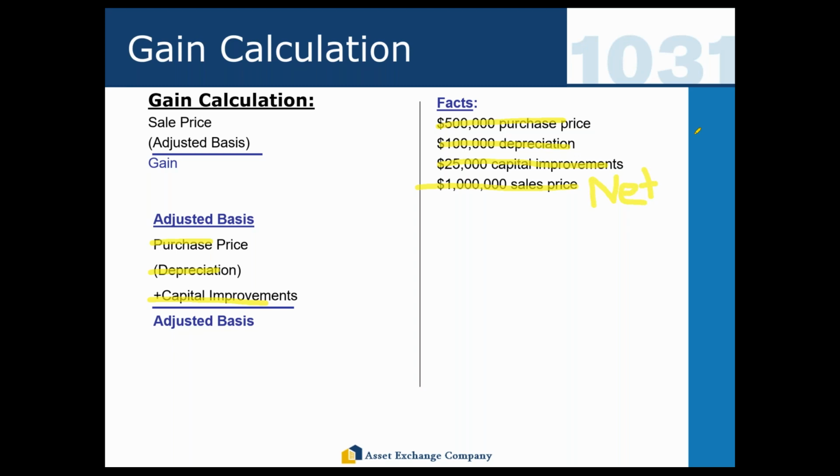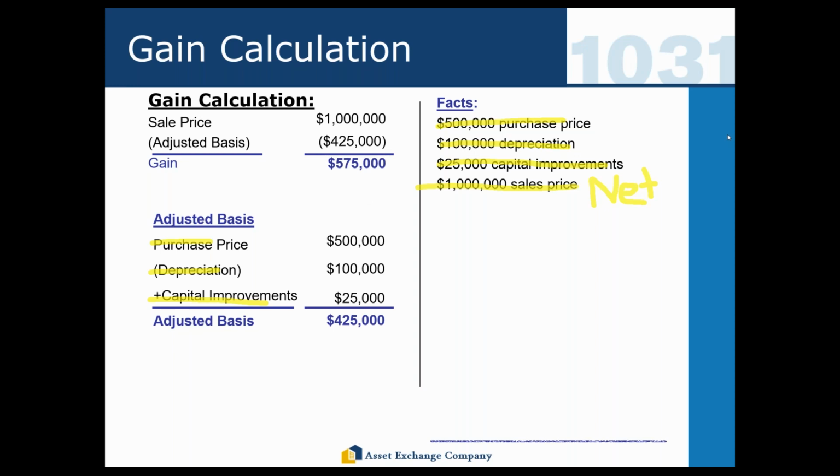Okay? So if we have those set of circumstances, we can very easily figure out what our tax bill is going to be. The first thing we're going to do is figure out our basis. Our purchase price minus our depreciation plus our improvements. That gives us a basis of $425,000, and if we use that basis, we can easily figure out that we have a gain of $575,000. That's our taxable gain.